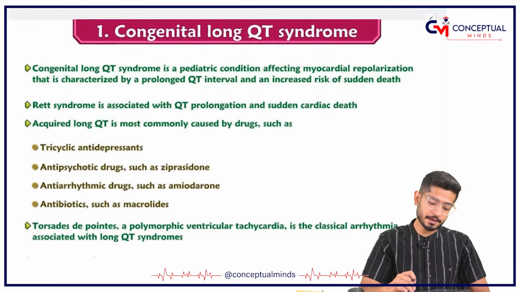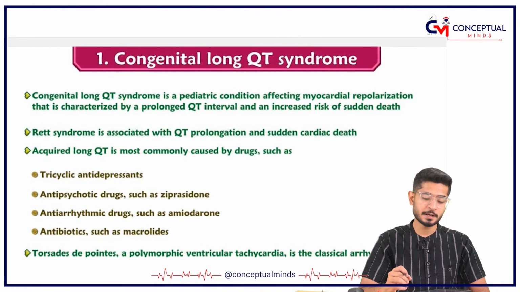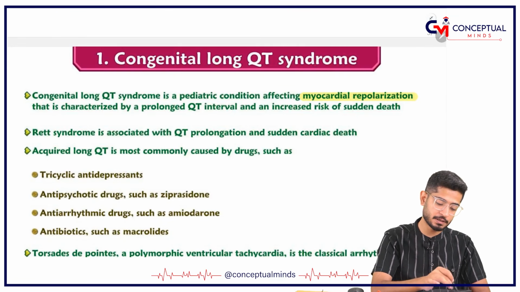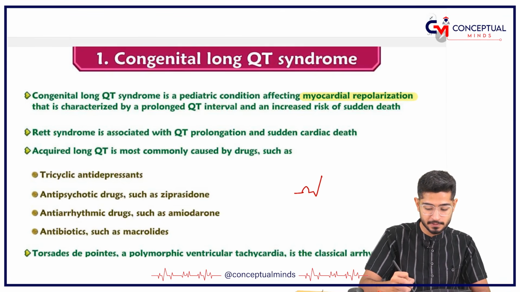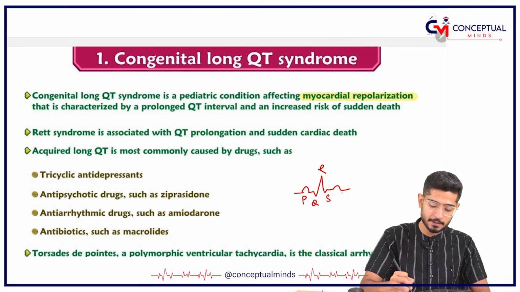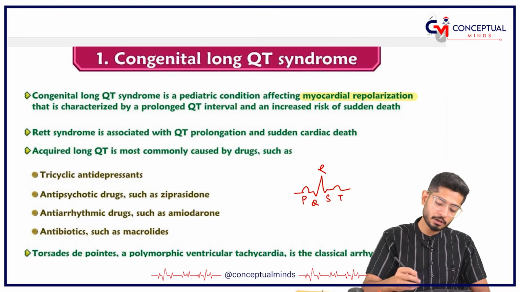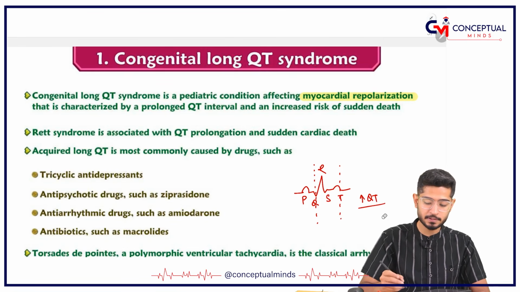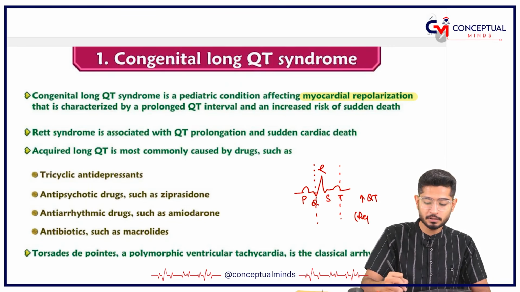Now, what do you mean by congenital long QT syndrome? Understand, long QT syndromes are pediatric conditions which affect myocardial repolarization. Now understand, this is the P wave, this is the QRS wave, and of course the T wave. So increased QT interval means what? Increased QT interval means that the ventricular repolarization is occurring slowly, which means it is now taking more time.